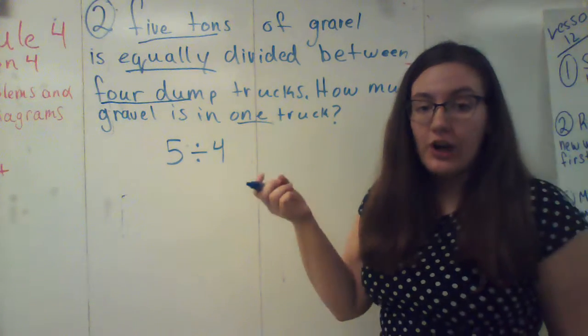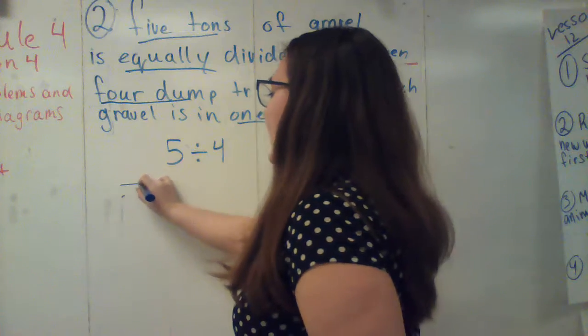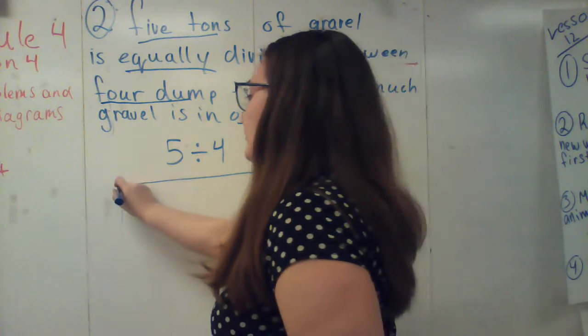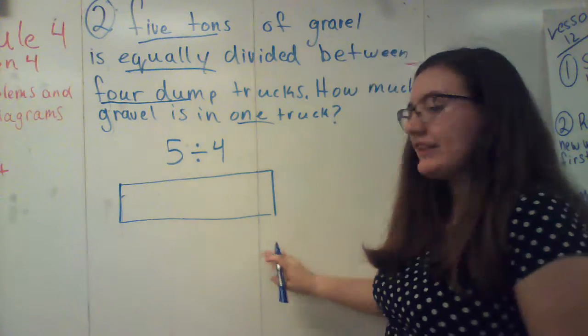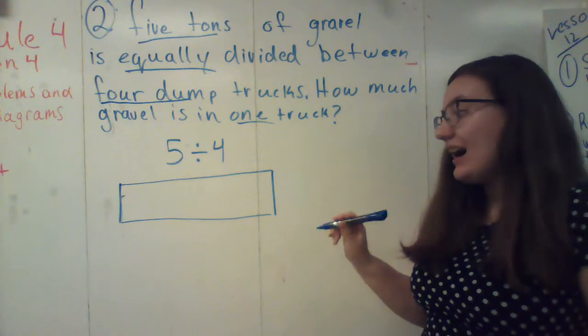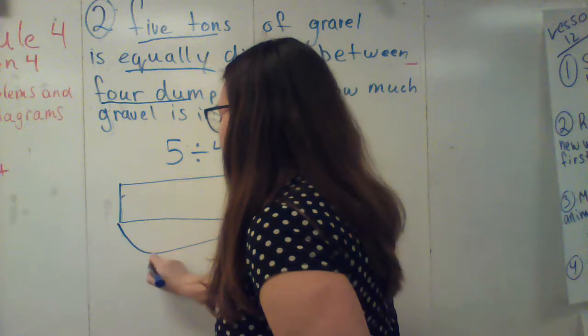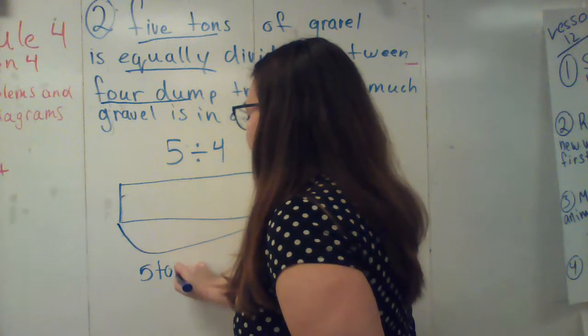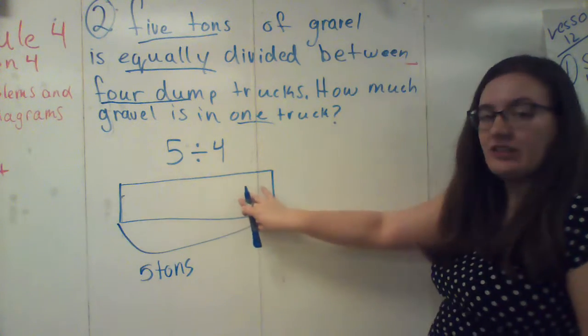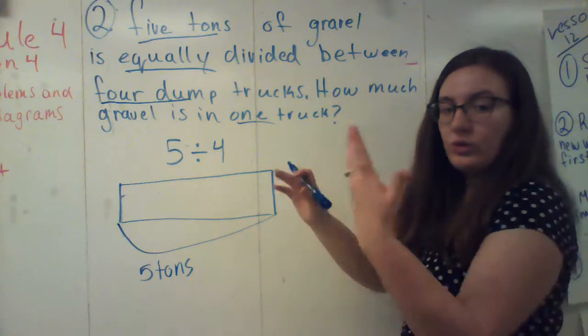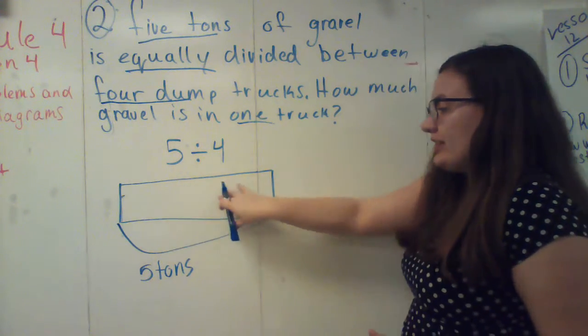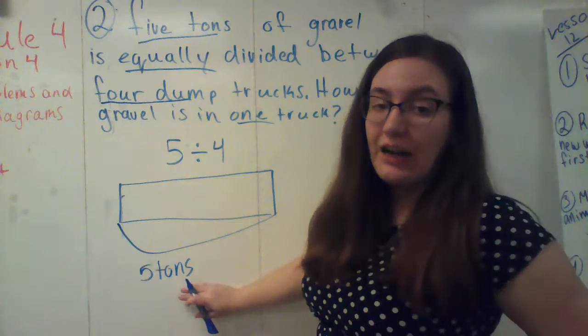So again, I'm going to start off my tape diagram by just drawing a long rectangle. So go ahead and draw your nice long rectangle. And then I'm going to label this as 5 tons. So this entire thing, imagine this is like a big pool of gravel. Imagine this whole thing is filled up with 5 tons of gravel.